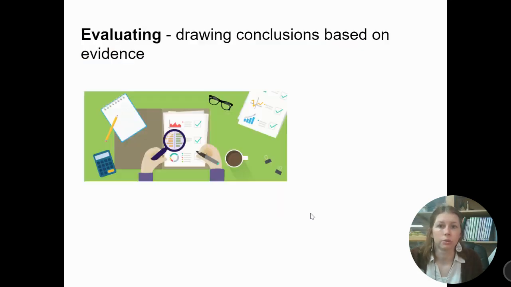Scientists should know how to evaluate, draw conclusions based on evidence. And so if you get results from your data, you have your evidence, you should be able to look at that evidence and figure out, what does that mean? How does that go with my prediction? Does it show my predictions right or wrong?